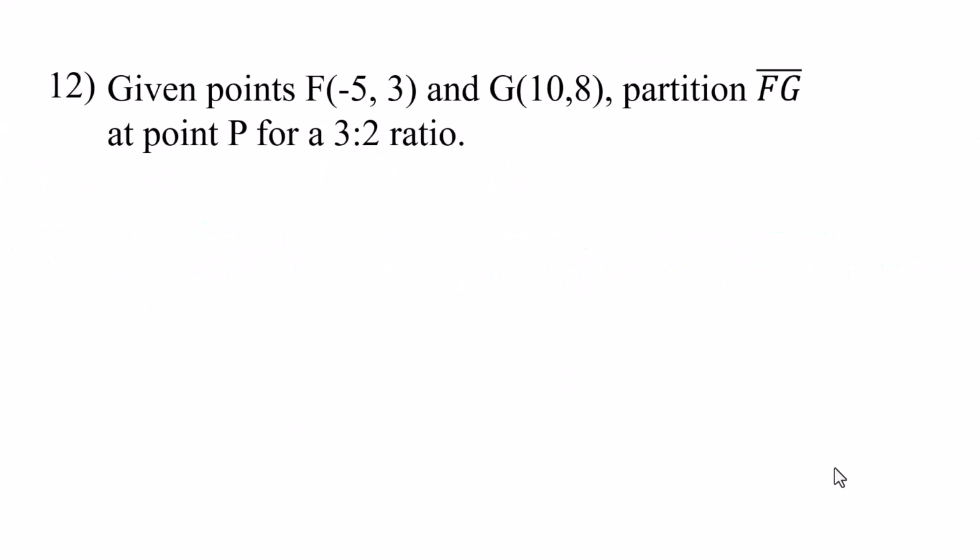Okay, try this one. Given points F (-5, 3) and G (10, 8), partition segment FG at point P for a 3:2 ratio. I understand that that's probably not even sounding like English, but give it a shot. You might know how to do it. If you don't, wait for me. I'll be right back.